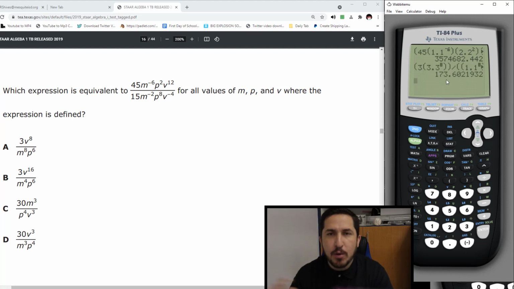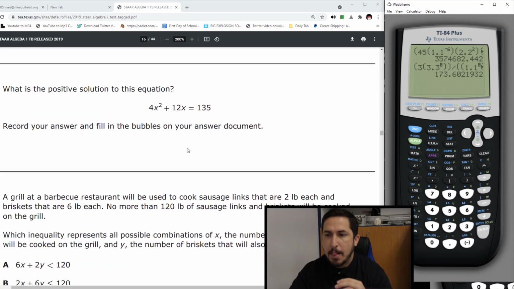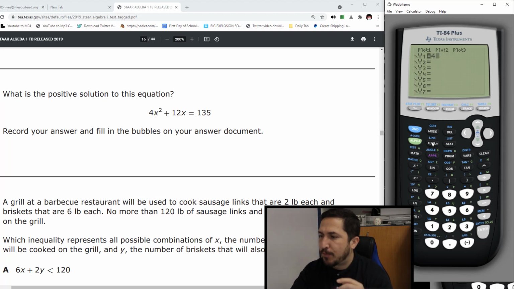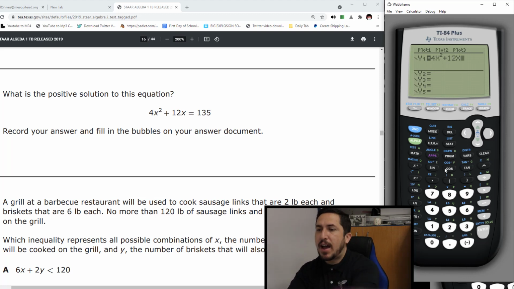Now you just keep going the way that I did it, and you should be fine and find your answer, right? Next one, let's see if there's anything else. This guy right here, 4x squared plus 12x equals 135. Hit y equals, go to y equals, go to y equals all the time whenever you see equations. Go there. Now I'm typing this guy in, 4x squared plus 12x. Now bring this 135 over.